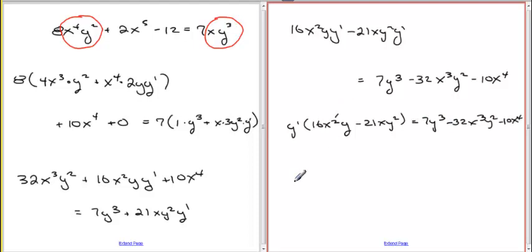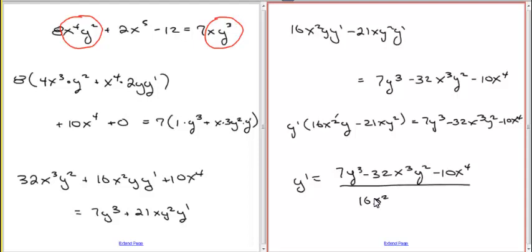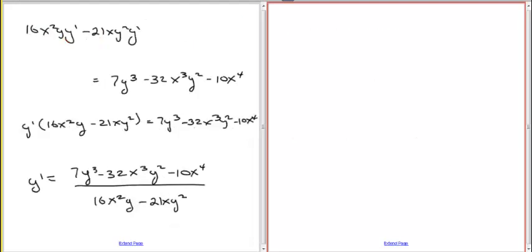And then you divide by the term in the parentheses. And typically you don't have to do anything to try to simplify things here. So you just leave it in this function as a rational function. Okay, so that's how the implicit differentiation works.